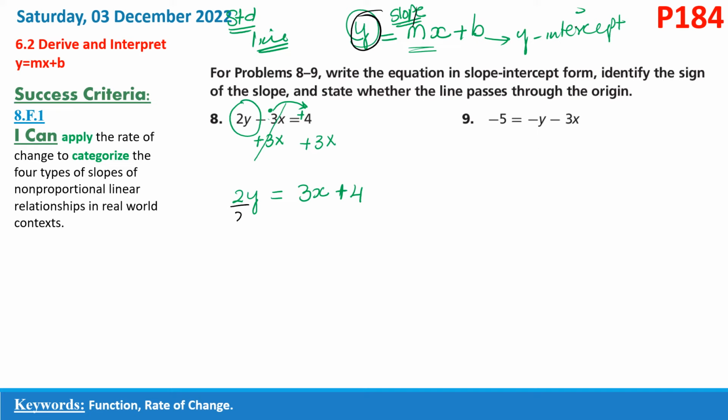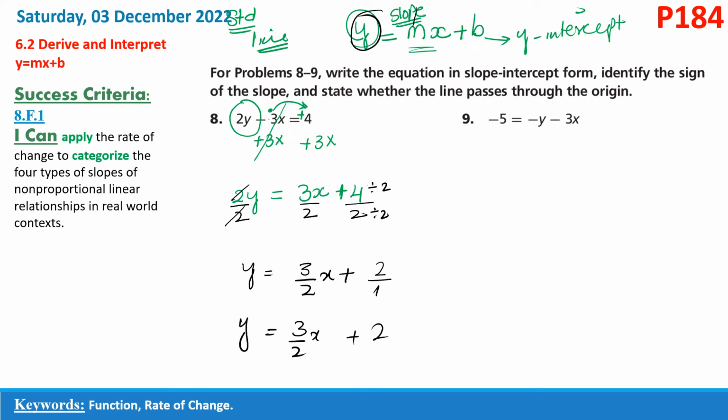So divide by 2 and divide by 2. So this 2 and 2 cancel. You will be left with 3 over 2 x plus 4 over 2, meaning they both go in the table of 2. So 2 times 2 is 4 and 2 times 1 is 2. Now you know that 2 over 1 gives us 2. 3 over 2 cannot go in the same table, so you write it as it is.